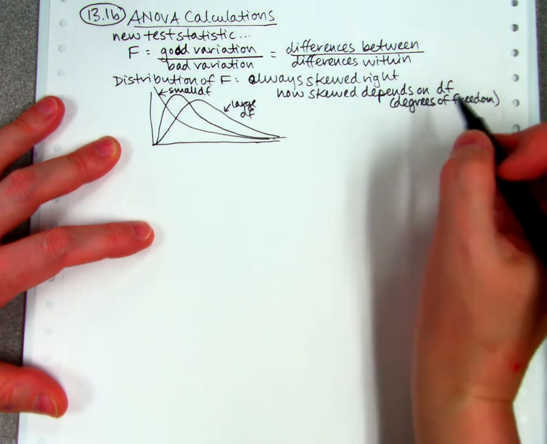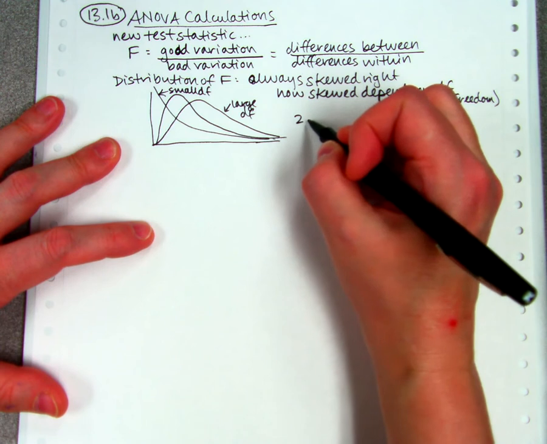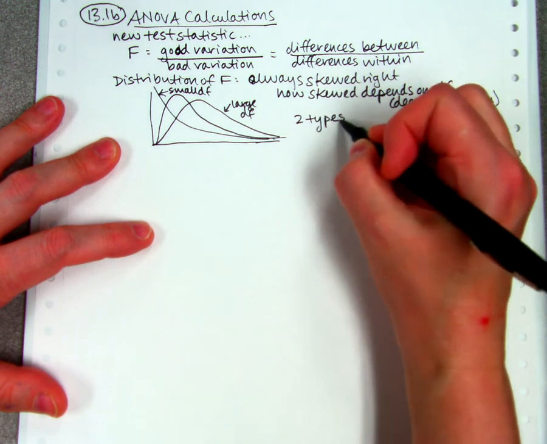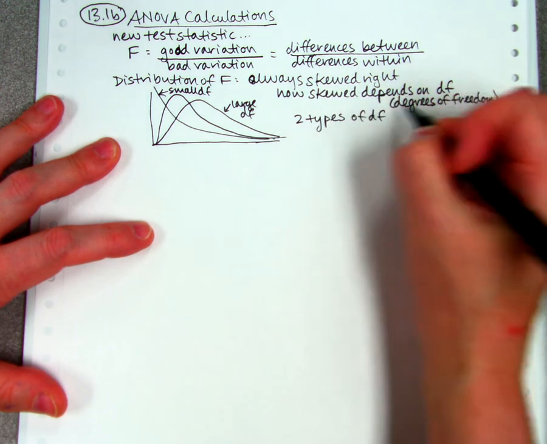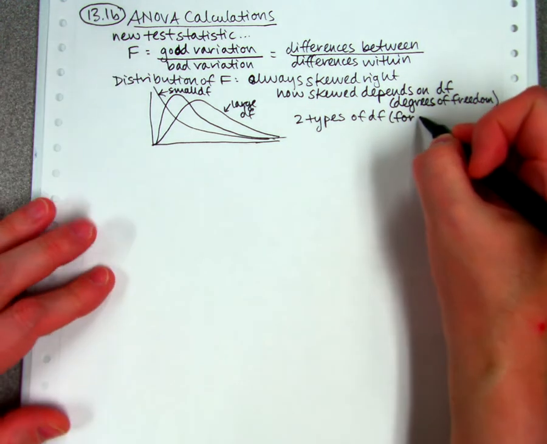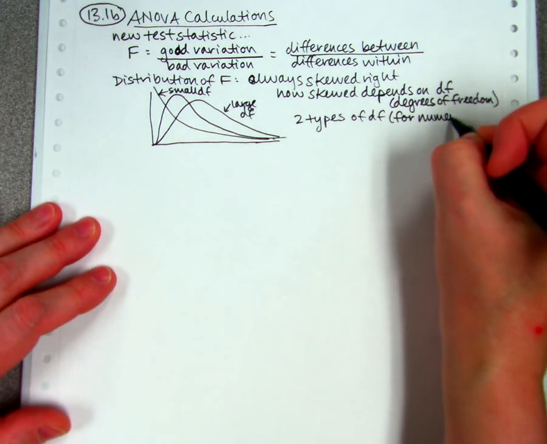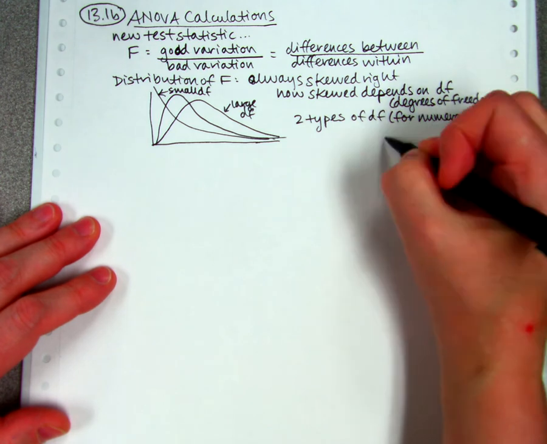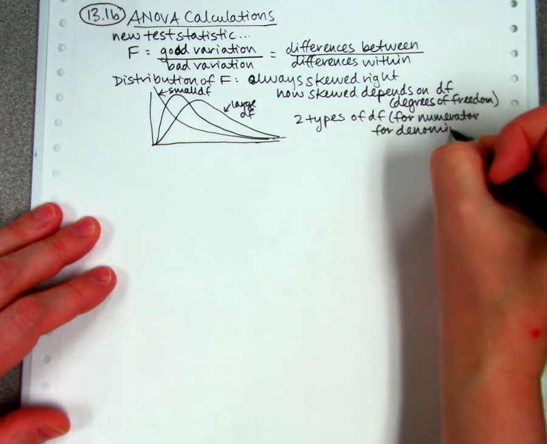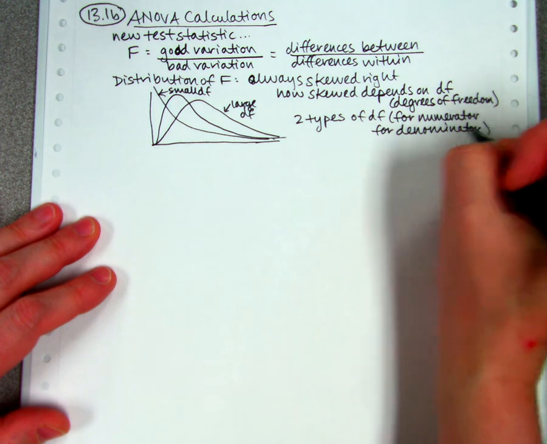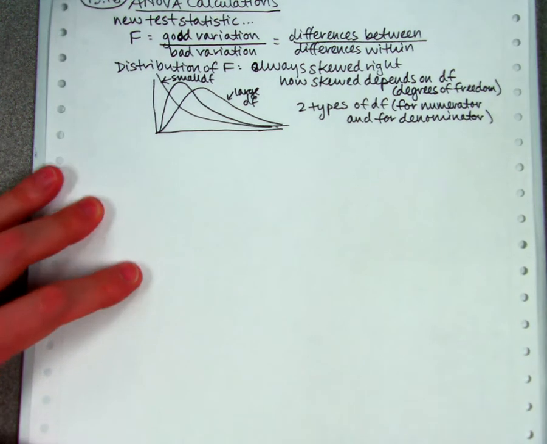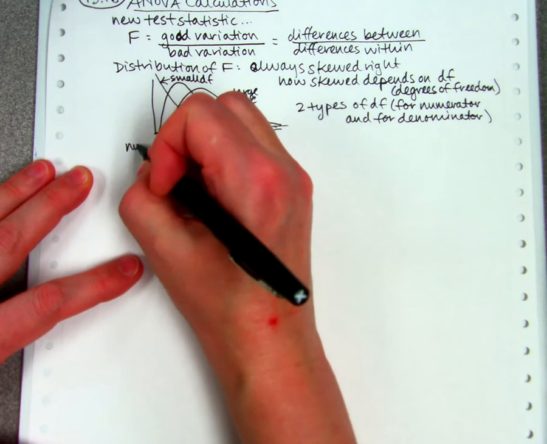But then it's even more complicated because there's two different types of df in this chapter. That's kind of crazy. There's a degree of freedom for the numerator of our fraction, which is the good variation, and there's a different one for the denominator. So I'm going to show you how to calculate both of those. They're not very hard, actually. That's the easy part of the calculations.